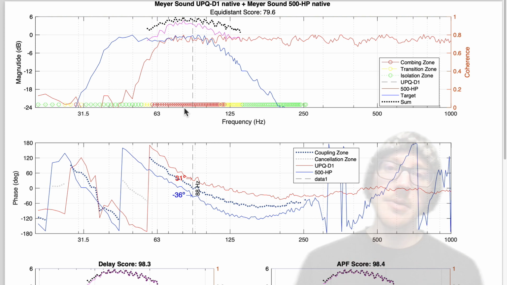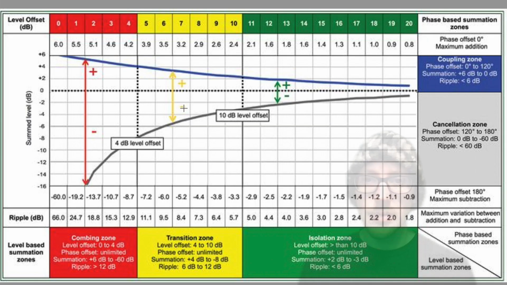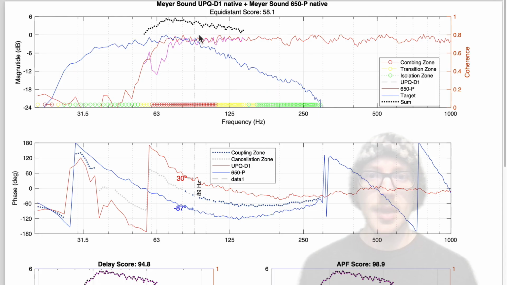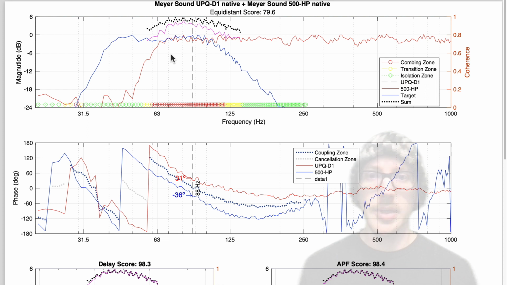Remember that we have these red, yellow, green summation zones. Here we go. Red, yellow, green summation zones: combing, transition, isolation. And I've just drawn that along the bottom here.